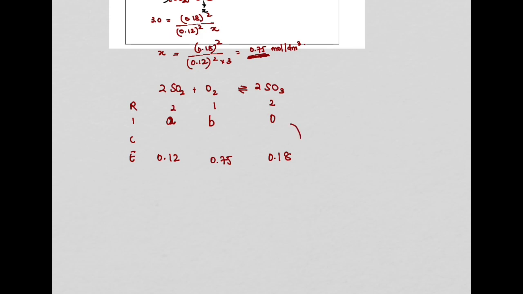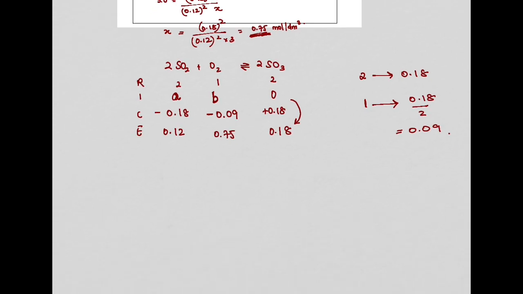Now here, from 0 to this, you know it has increased by 0.18. So 2 SO2 corresponds to 0.18. Therefore, 1 will correspond to 0.18 divided by 2, which is 0.09. Which means that whatever value of B you have, this will decrease by 0.09 because mole ratio is 1:2. Here, 2:2, so this is going to decrease by 0.18 itself. So A minus 0.18 is equal to 0.12. So you can find A.